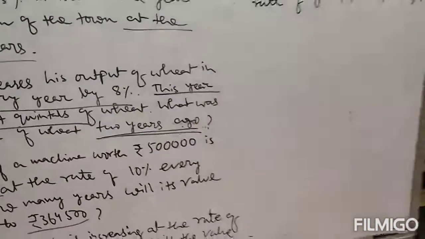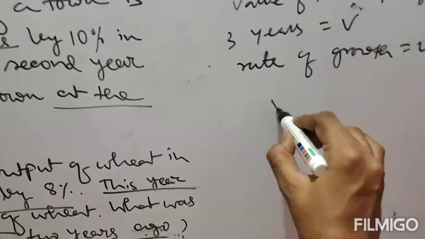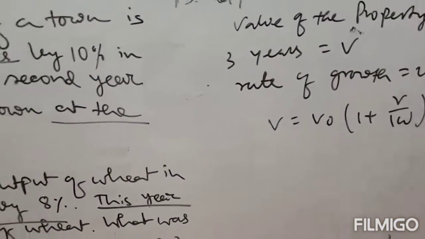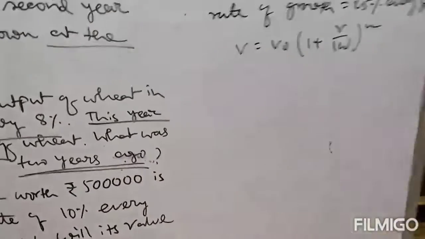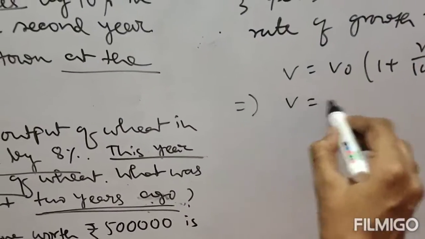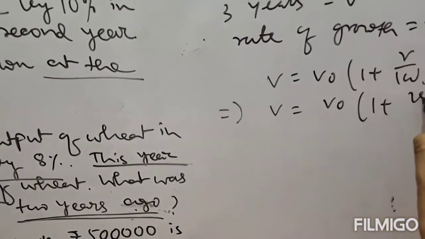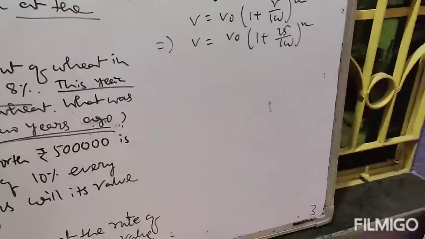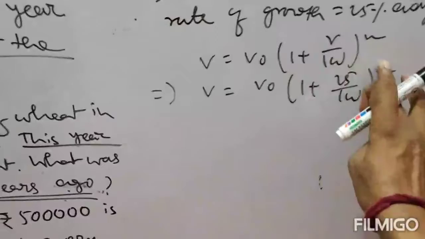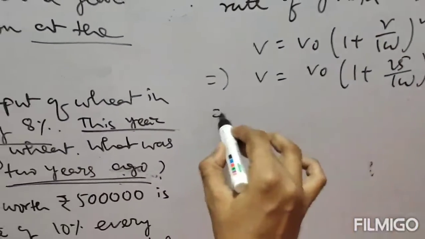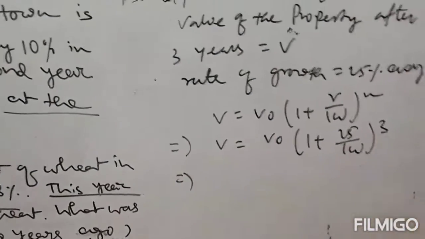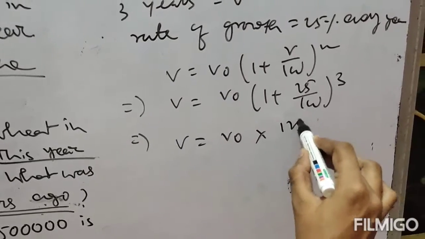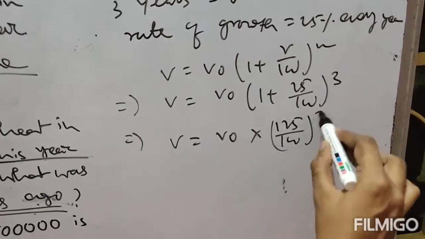every year. Clear? So by using the formula V equals V naught (1 plus rate), as this is a growth, or increasing, the sign will be plus. Now just put V equals V naught (1 plus 25 divided by 100) to the power n. Clear? n is 3 years, so we will write 3. Next, V equals V naught, just solve. This will be equal to 125 by 100 to the power 3.